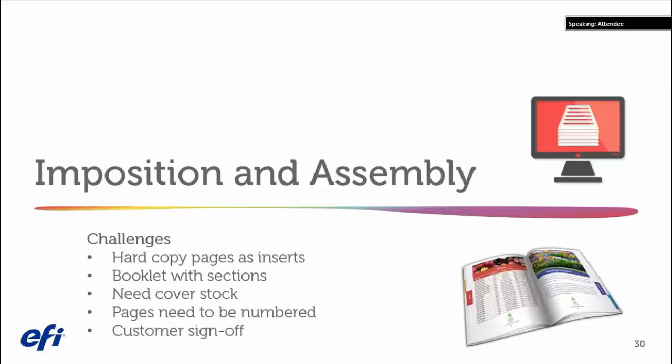Well, thank you, Chris. So let's now move on to the imposition and assembly part of this customer order. The remaining challenges are the need to incorporate hard copy pages and inserts, and the need for sections in the booklet. Because this is a catalog and the customer really wants a booklet rather than a binder, we think a saddle stitch booklet with bleed edge tabs is the best way to finish this 80-page document.